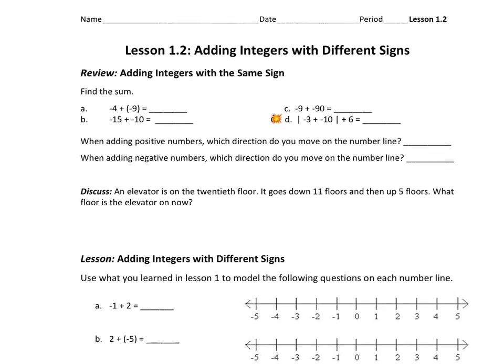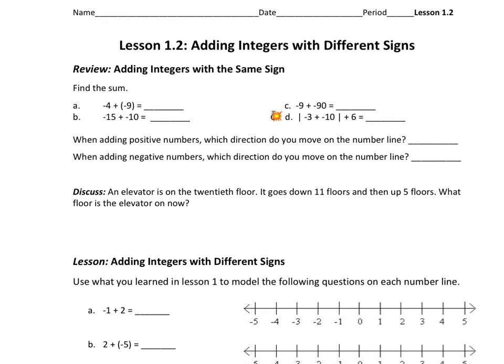You should have lesson 1.2 note sheet with you and a pen or a pencil to write with as you're listening to me go through this. So have that out. And a calculator, I would suggest that too. So lesson 1.2, adding integers with different signs.